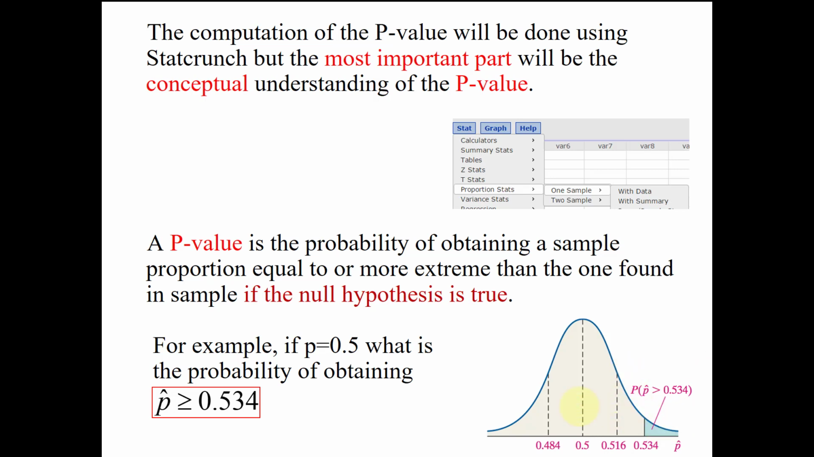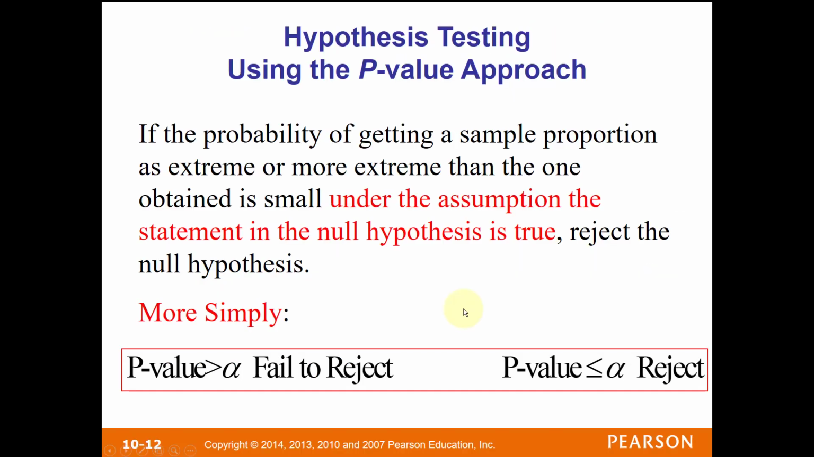If the p-value is larger than alpha, you're going to fail to reject the null hypothesis. If the p-value is way out here and smaller than alpha, then you're going to reject the null hypothesis. Fail to reject if you're close to the middle and have a large p-value. Reject if you're way out here and you have a small p-value. So when the p-value is greater than alpha, you fail to reject. That means you're close to the center with your test statistic. If the p-value is small, less than or equal to alpha, then you reject the null hypothesis, because that means you have an extreme value.